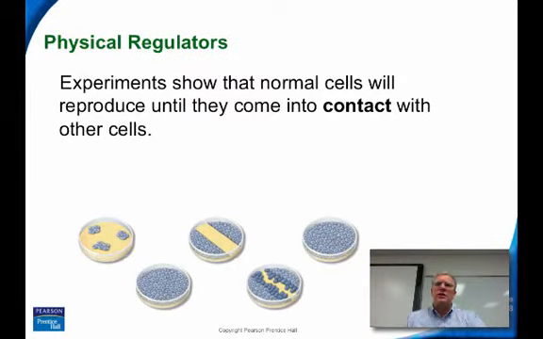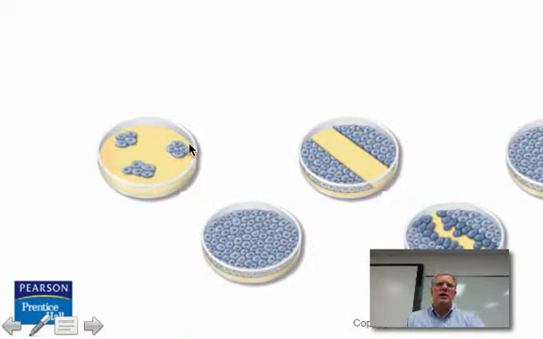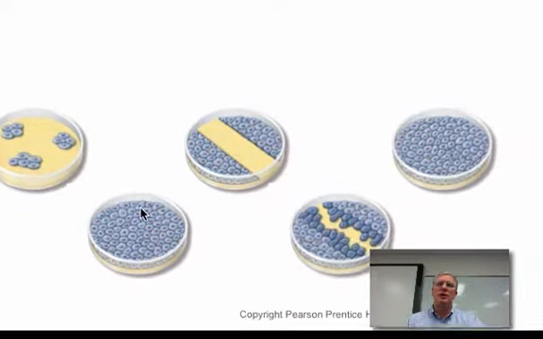Physical regulators are regulators that respond to actual physical contact. We could take a group of cells and put them into a petri dish, and they will grow on the surface of the growth medium until they fill up the bottom of the petri dish. Once they do that, the cells will stop growing because there is physical contact all around them, and this will send a signal that they are to stop growing.